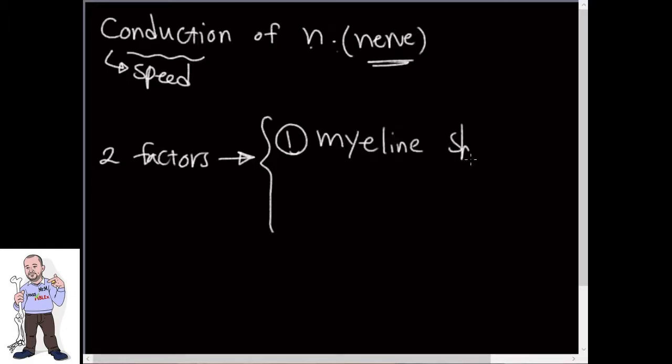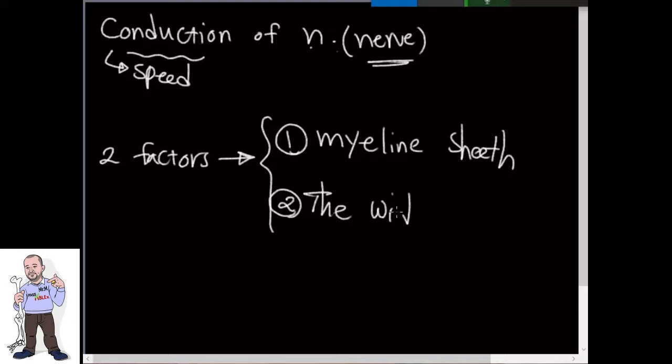If you have a myelin sheath, you go faster. I will tell you what a myelin sheath is, okay? Number two is something else. What determines if the nerve is fast or slow? I already told you the sheath. Number two is the width of the nerve.